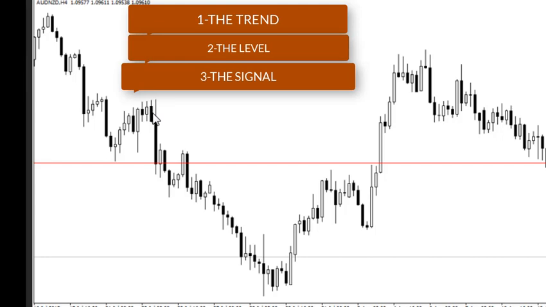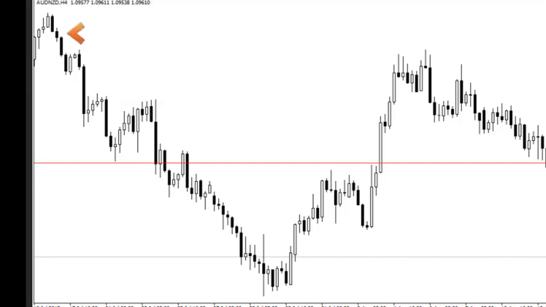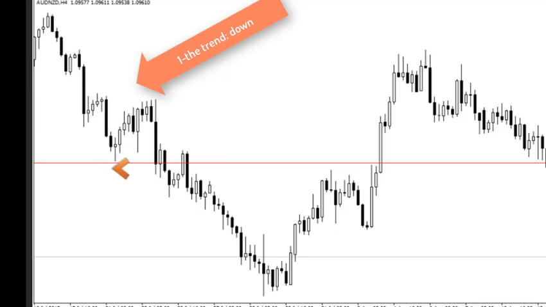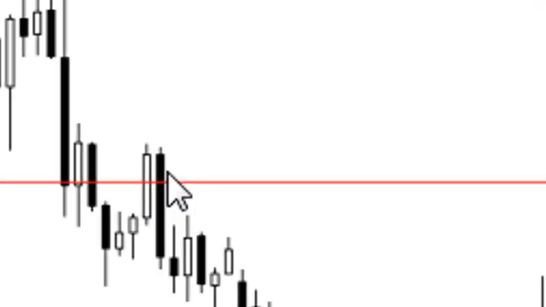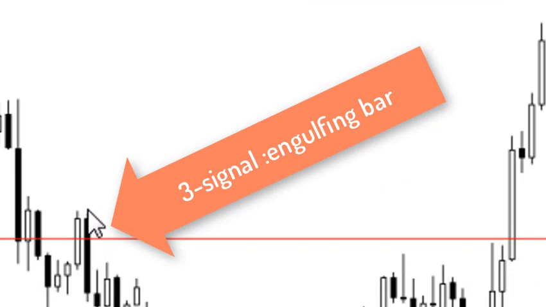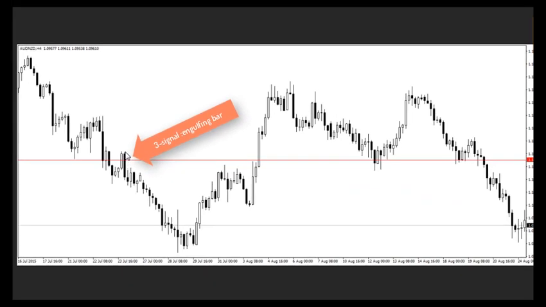another candlestick pattern. So in this example, we have a trending market, as you can see here, and we have this level. Pardon, this is a support level that becomes resistance, and here we have an engulfing bar. So if you take this trade, you know you will make money because it is a high probability setup and it has a good risk to reward ratio.